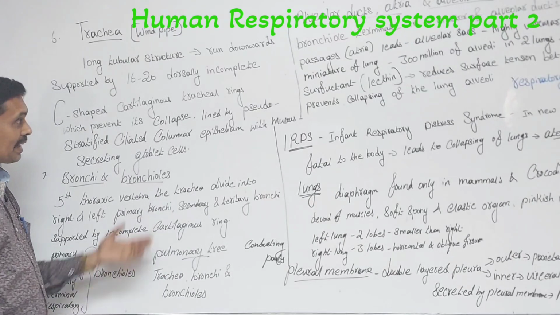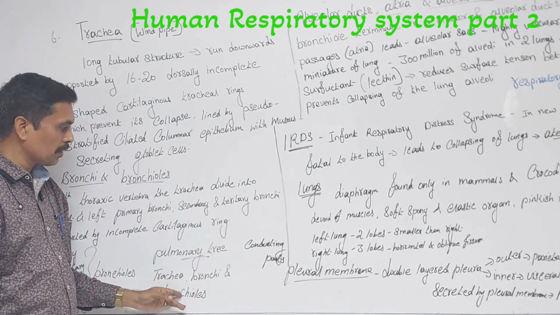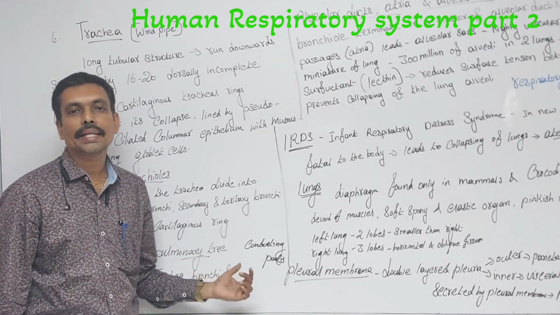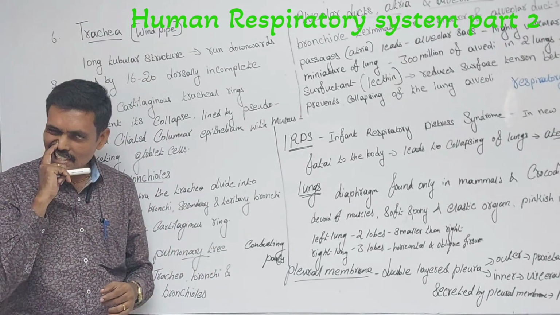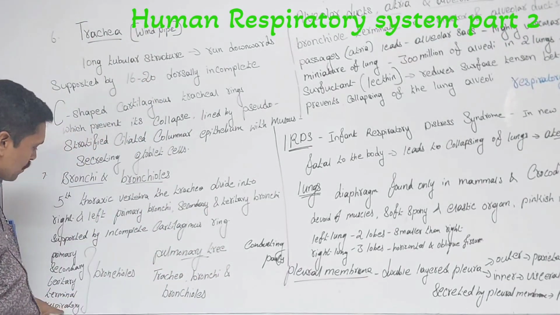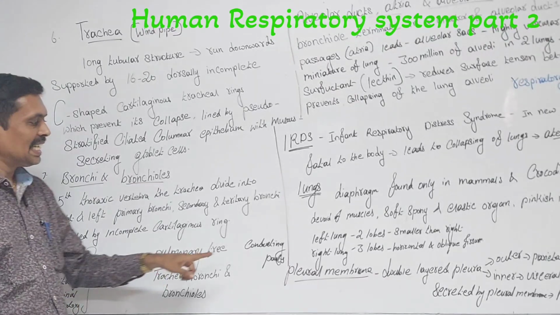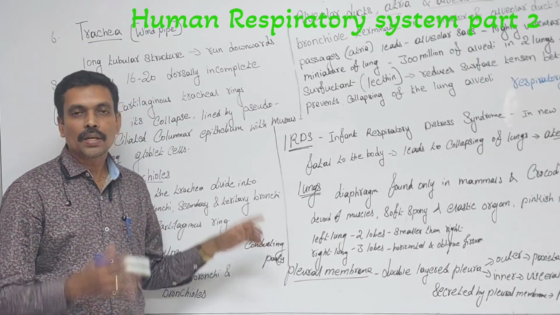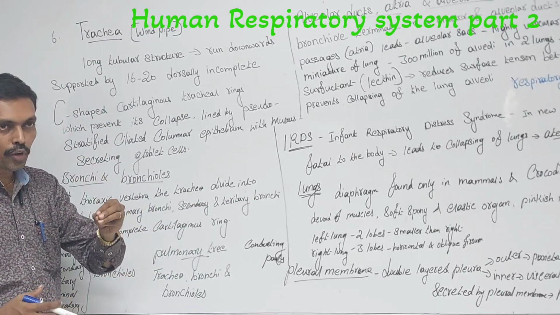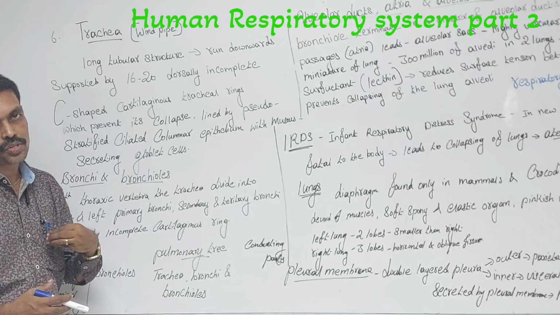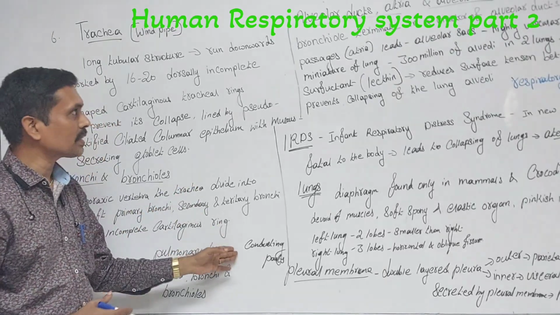So the trachea, bronchi and bronchioles together we call the pulmonary tree. And the part from the external nostrils to the respiratory bronchioles, we call the conducting part, because this part conducts the air from the external environment to the internal lungs. That is what we call the conducting part.